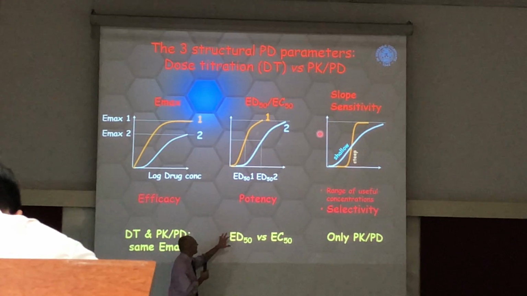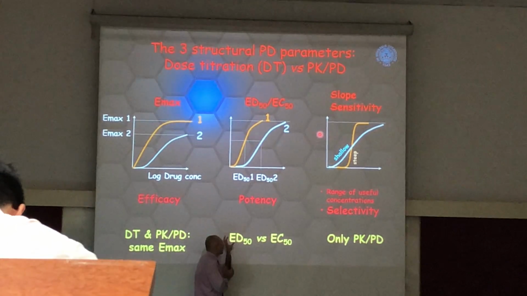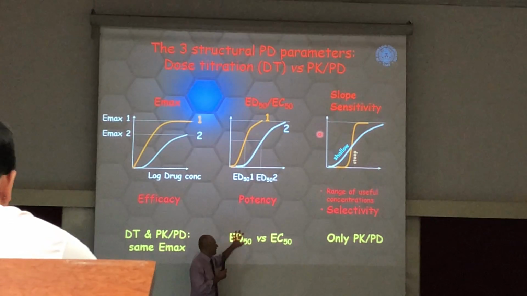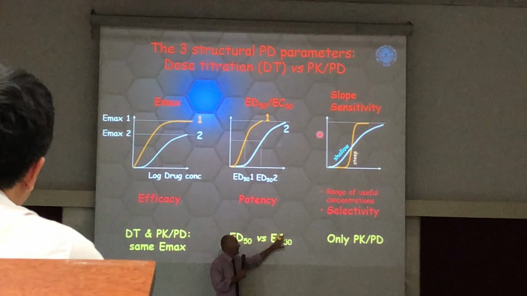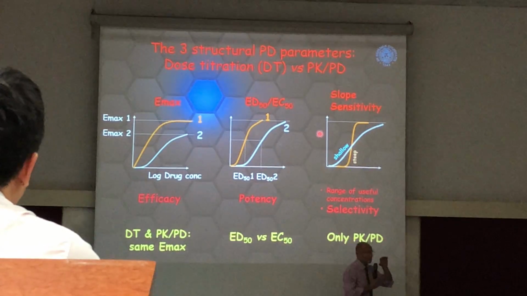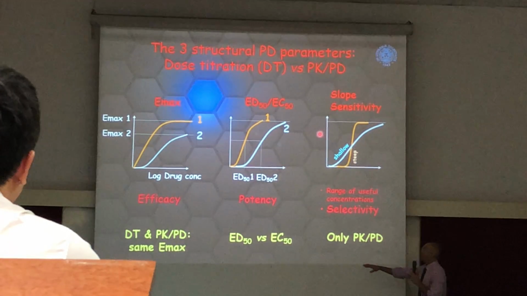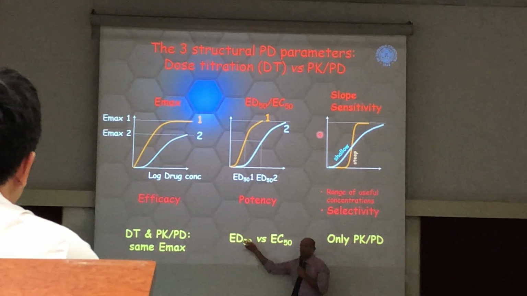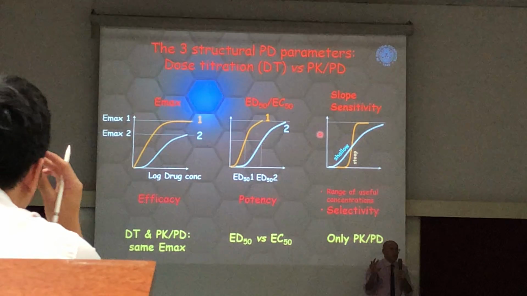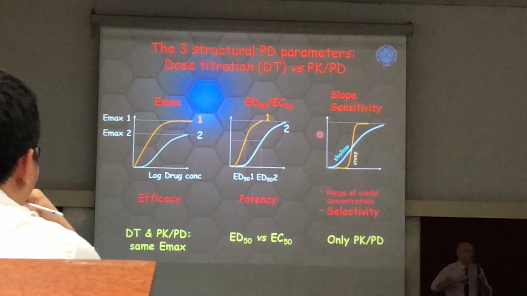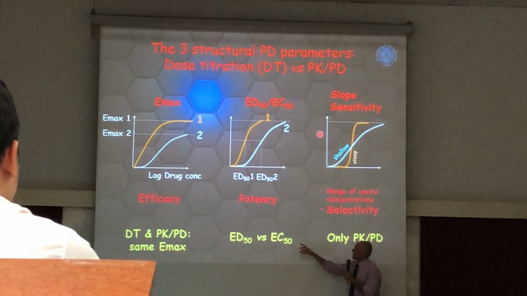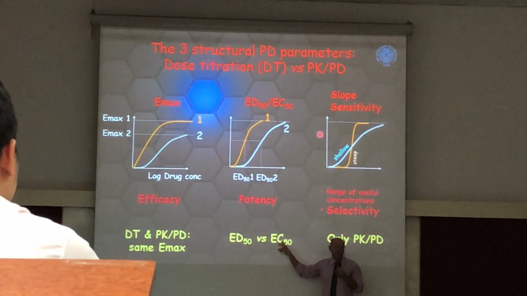But what is important is that with the dose titration, we are dealing with the dose. But with the PK/PD, you are dealing with the concentration. And this is exactly what you need, because the dose cannot be switched between different species, but the concentration can. So this is a big issue.